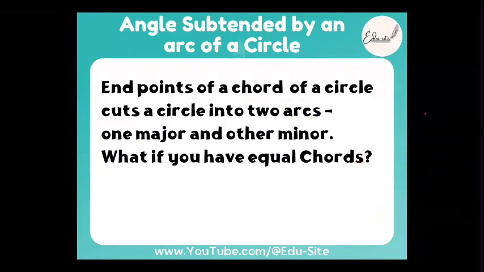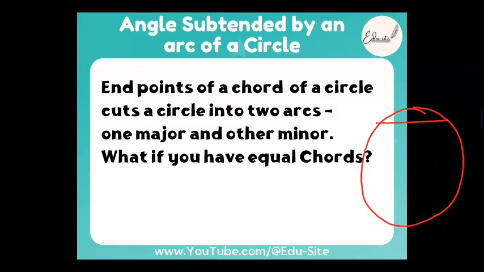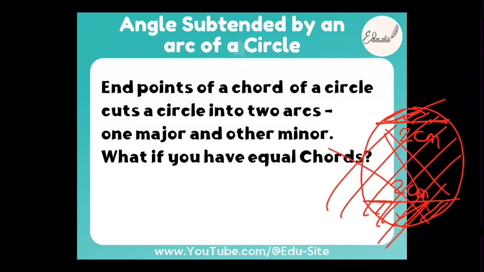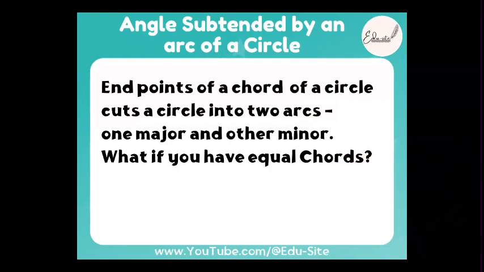Yes. But what if you have equal chords? If you have 2 equal chords, 1 chord here and 1 chord here, what do they do with the circle? Do they not cut it into equal arcs? Yes. For example, if you draw a 2 centimeter chord here and a 2 centimeter chord here, the minor arc and this minor arc will be equal, and this major arc and this major arc will be equal. So equal chords cut equal arcs in a circle.